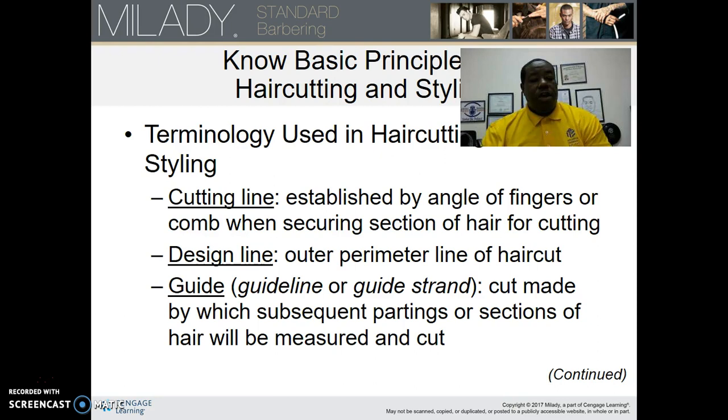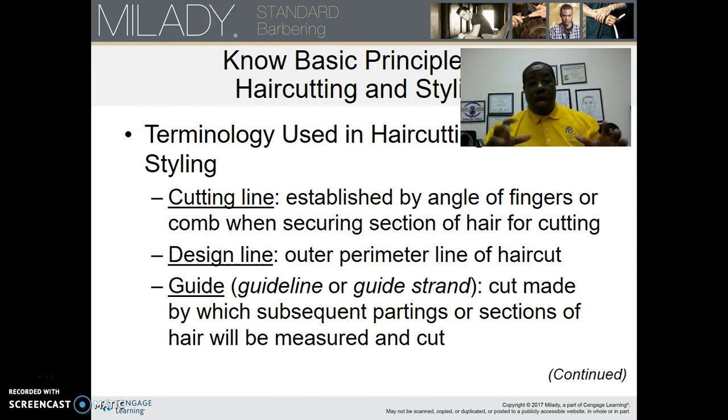We mentioned here the cutting line, the design line. The design line is simply the outer perimeter line of the haircut. Some would call it the lineup. We talk about guide. Now, it says the guide is the cut that's made to which subsequent partings or sections of hair will be measured to cut.